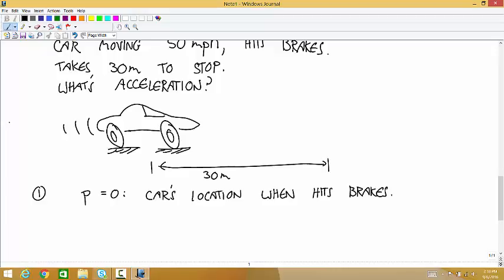And then positive direction, again, that's arbitrary. All things being equal, I suppose people usually put it in the direction of motion. So positive direction, we'll make that the direction of the car's motion.